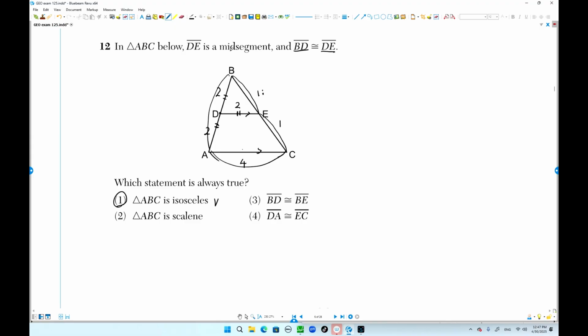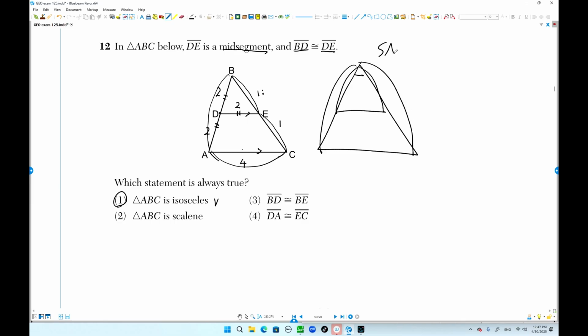You understand? Mid-segment is what? When you have this one, 1 to 2, 1 to 2, same angle, right? Side angle side, similar, right? Okay.